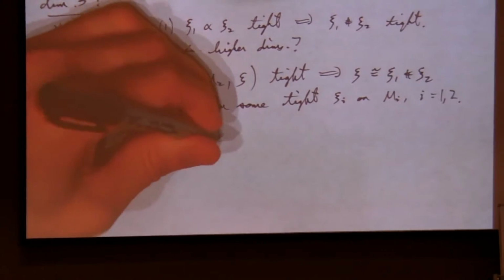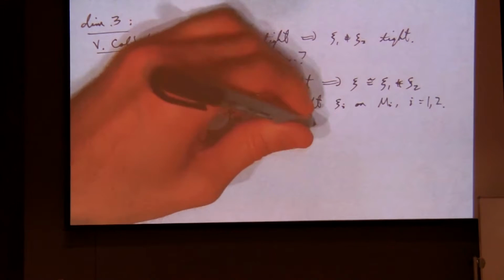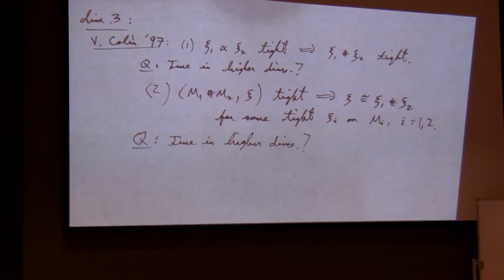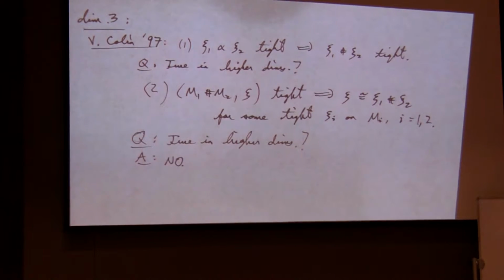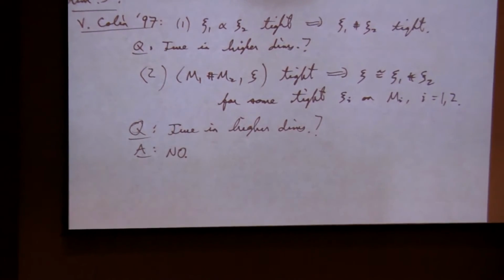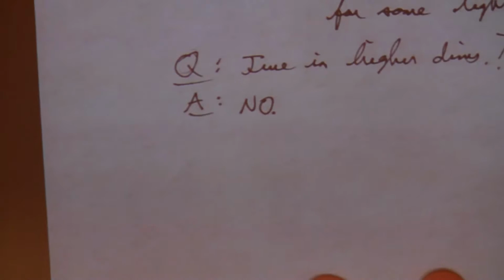Okay? So the real question I want to address in this talk is, is that second statement true in higher dimensions? If you're given a tight contact structure on a connected sum, does it always decompose with respect to the connected sum? And that one, fortunately, I can answer. The answer is no. So in any dimension greater than 3, this is not true. And here's a more precise statement.